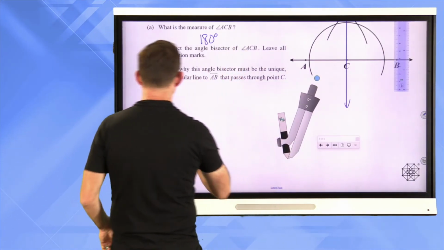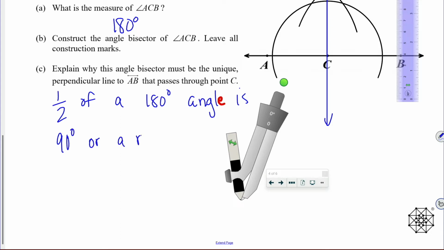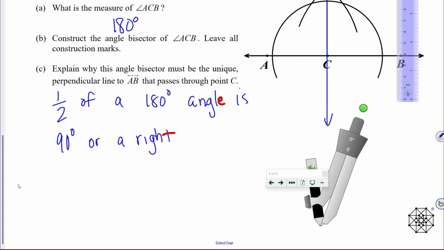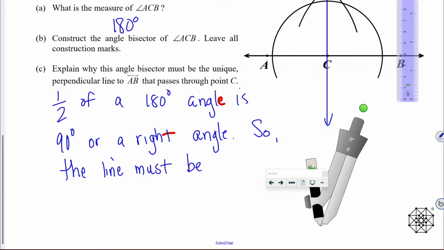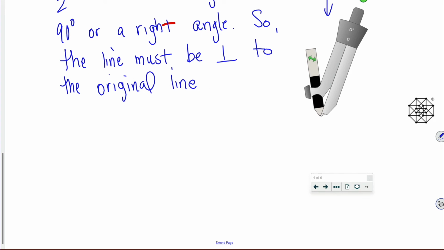So let's write this down. 1/2 of a 180-degree angle is 90 degrees, or a right angle. So the line must be perpendicular to the original line and passes through C.